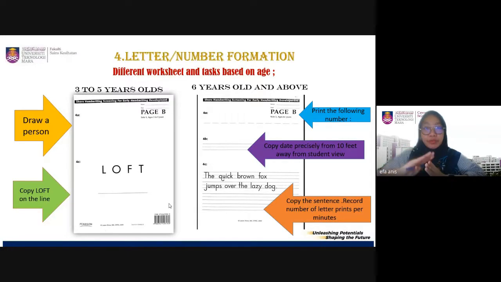So for the 3 to 5 years old, kita akan minta for the page B, side 1, task 4A, kita akan suruh dia lukis orang. Actually, apa kaitannya lukis orang dengan letter and number formations? The thing is, as mentioned in the manual lah, and also kita punya development, the child punya handwriting development semua, 3 to 5 ni kita expect diorang untuk baru mengenal dan master the numbers and letters formations. That's why kita suruh dia lukis orang.